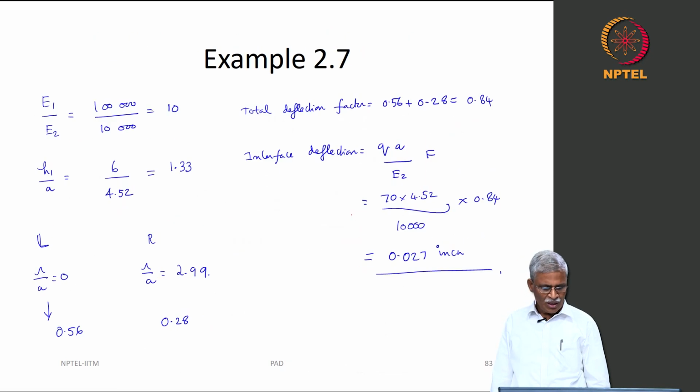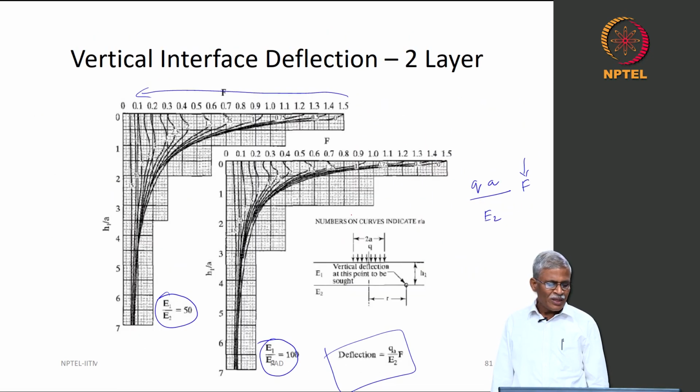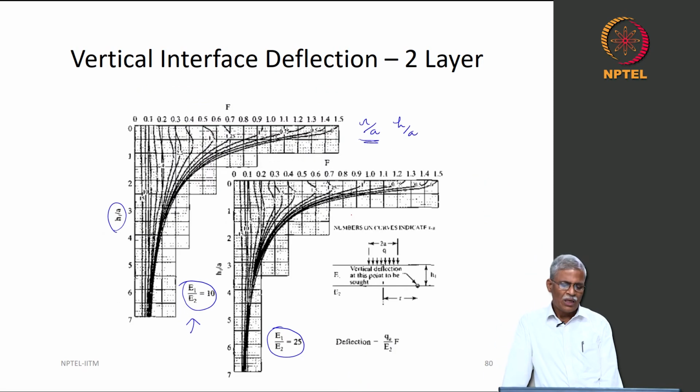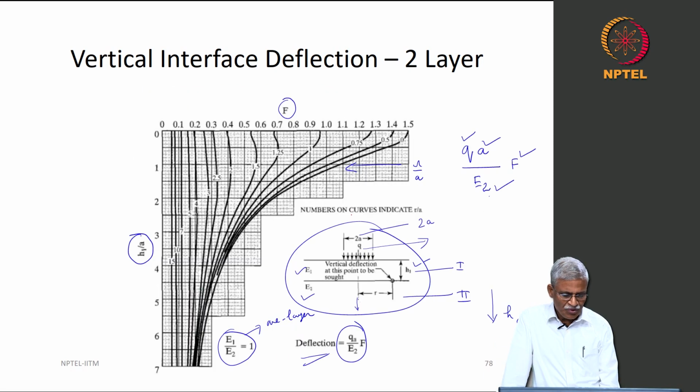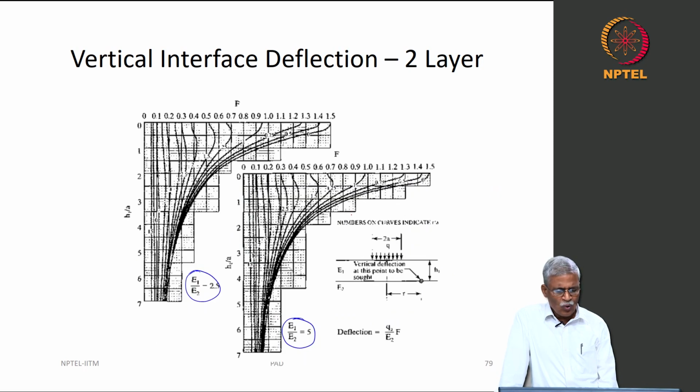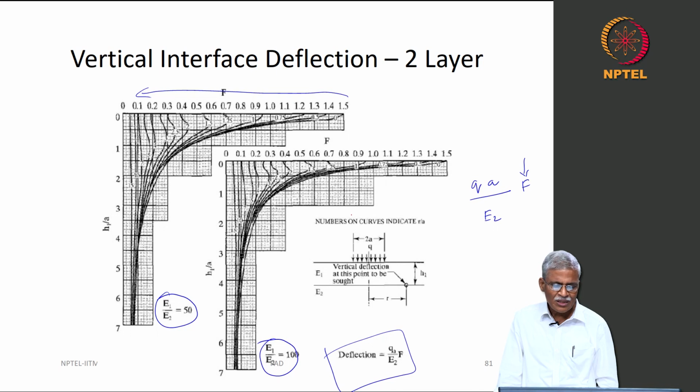And one more thing before I forget, we discussed here E1 by E2 is equal to 50, 100, 10, 25, 2.5, 5 as well as 1. So, you might ask, so what if my E1 by E2 is 4? You can do linear interpolation. That means you will find out the deflection factor for 2.5, you will find out the deflection factor for 5, and then you do a linear interpolation for E1 by E2 is equal to 4. Is that correct? That is okay, there will not be that much difference, but again these charts are provided for the ease of you to understand some of these things.